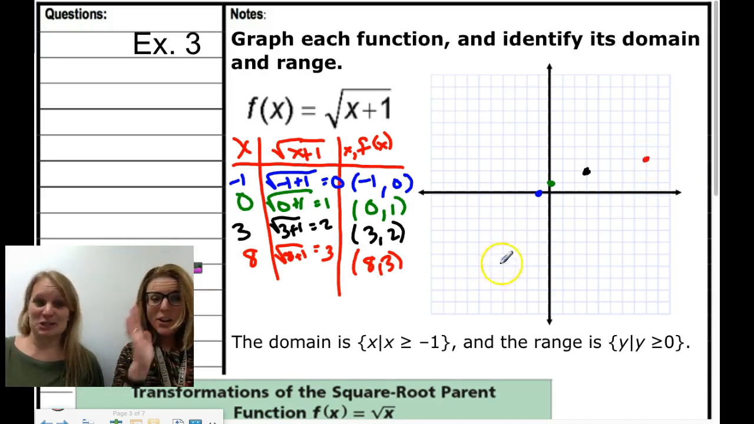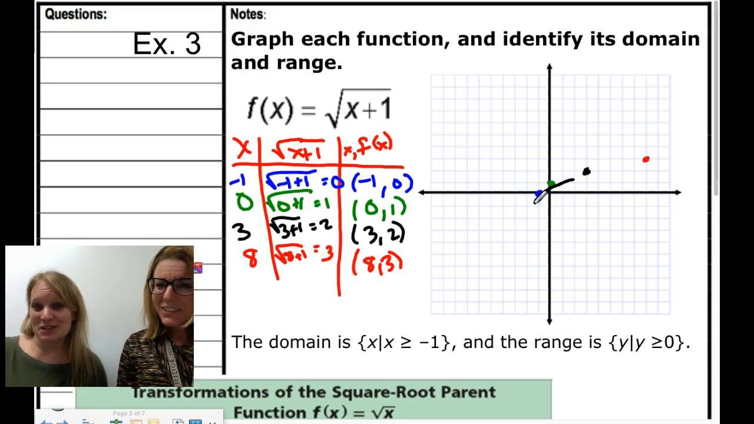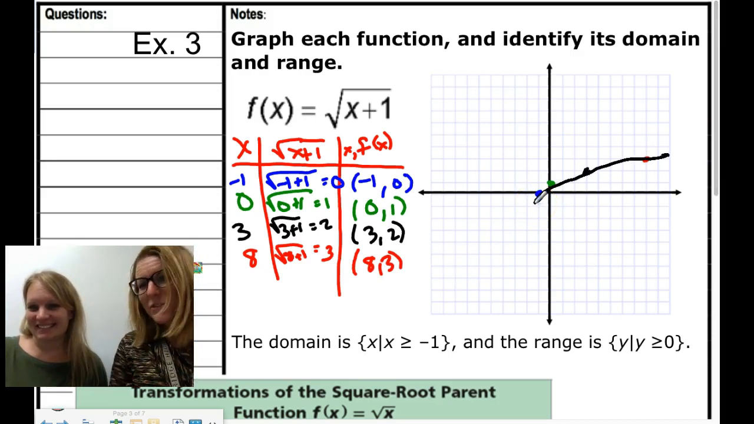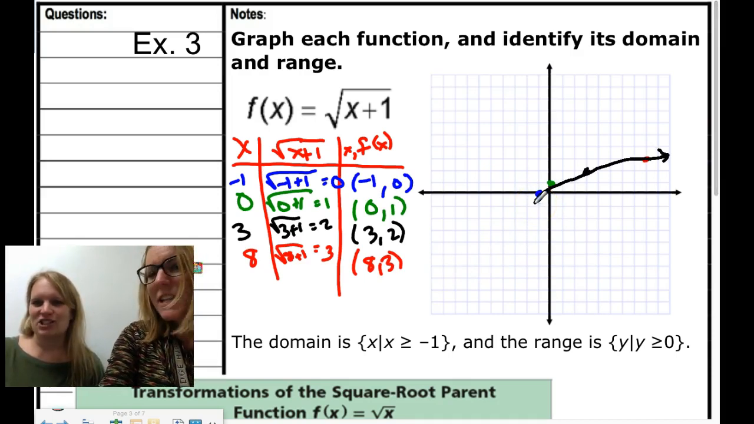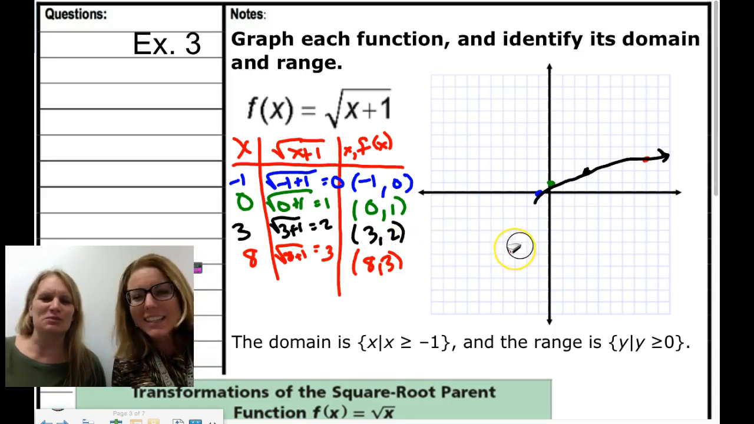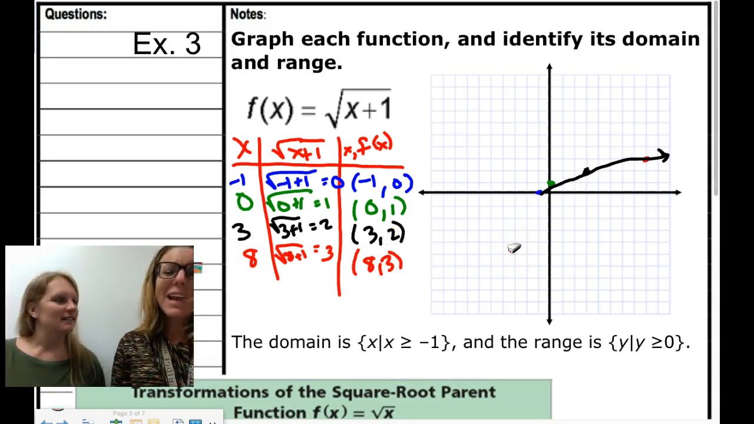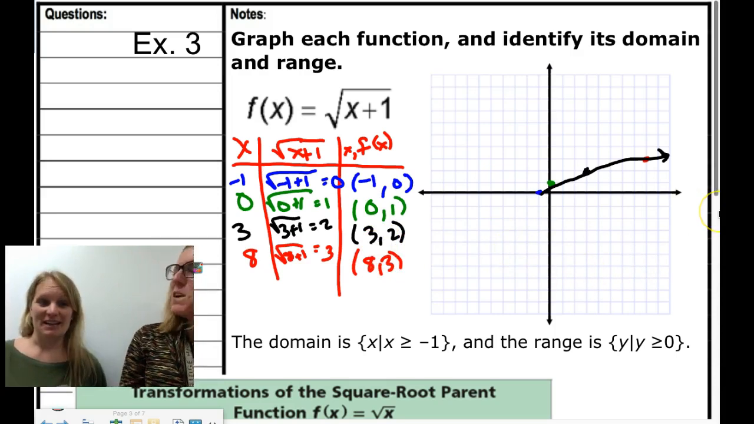Here comes our squiggly line curve. It's not supposed to go below the x-axis, otherwise it would be wrong.